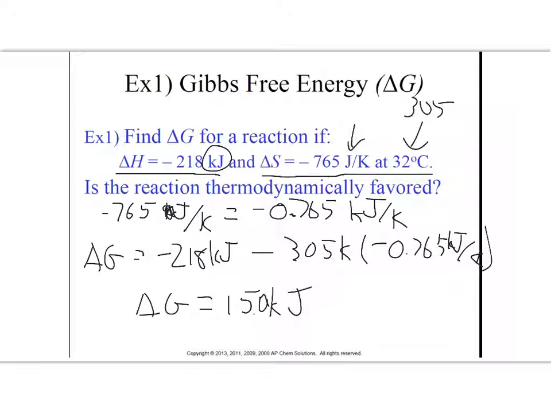All right, so that means that the answer to this question is this, right? No, it is not thermodynamically favored. We have a positive Gibbs free energy.